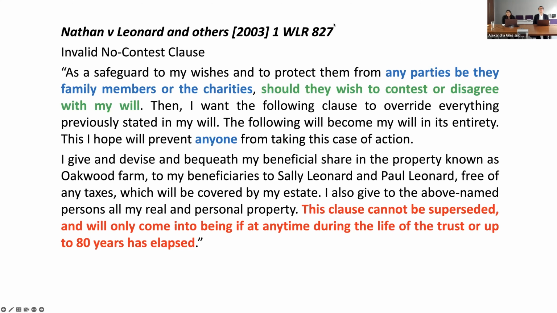This clause cannot be superseded and will only come into being if at any time during the life of the trust or up to 80 years has elapsed. And this sentence caused problems because it appears to be missing some words. It doesn't quite make sense.